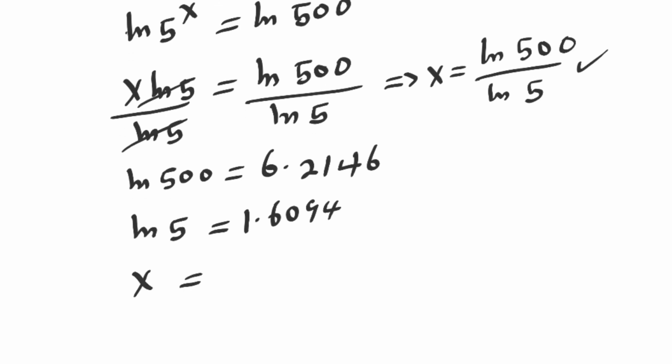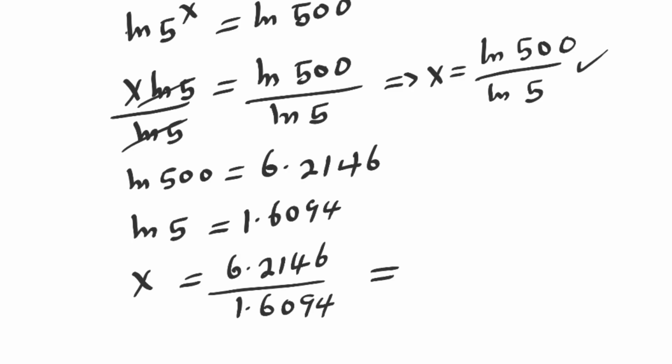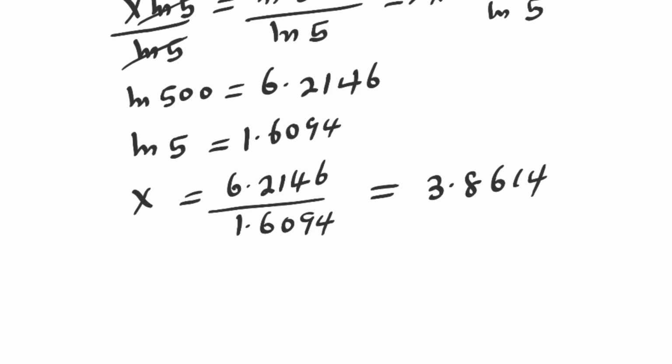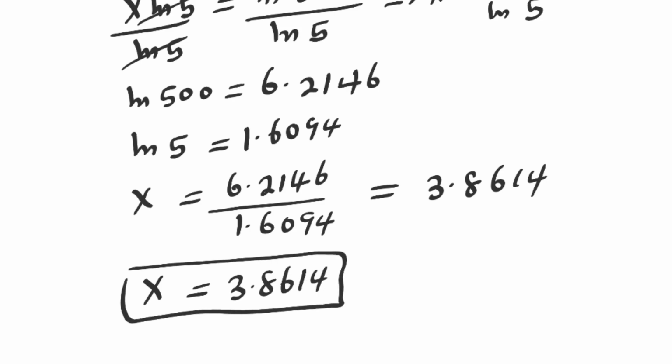x is equal to 6.2146 over 1.6094. This is equal to 3.8614. Therefore, x is equal to 3.8614, which is the final value of x if you use your calculator.